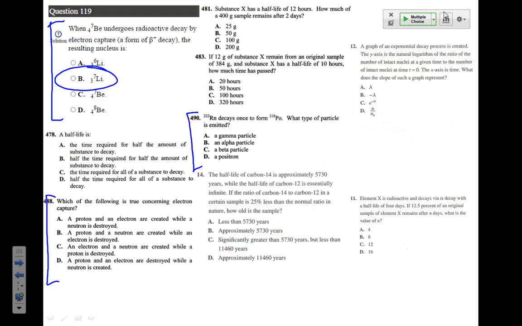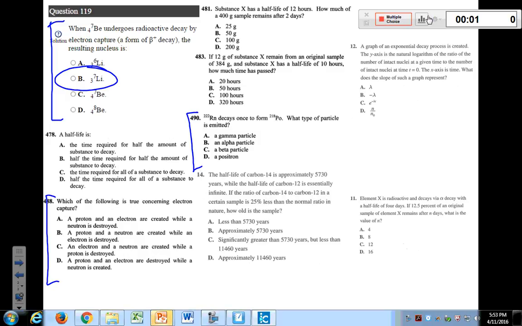Okay, so let's look at number 481 up here. It's a half-life problem. Substance X has a half-life of 12 hours. It has 400 grams. How much remains after 2 days?